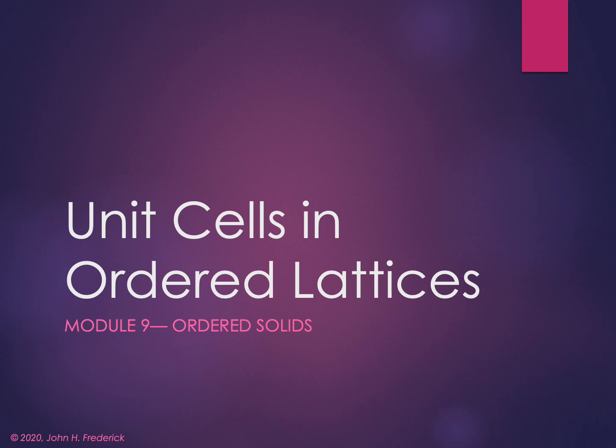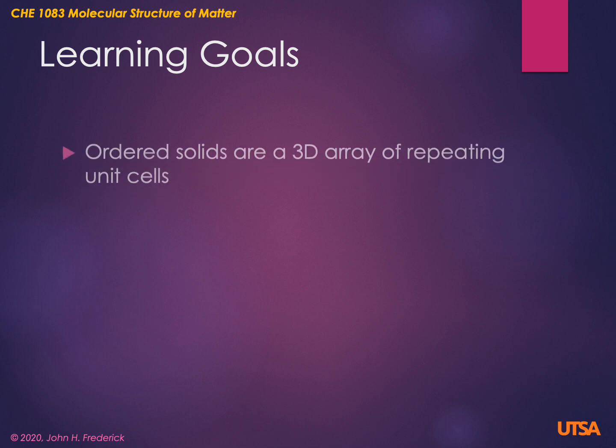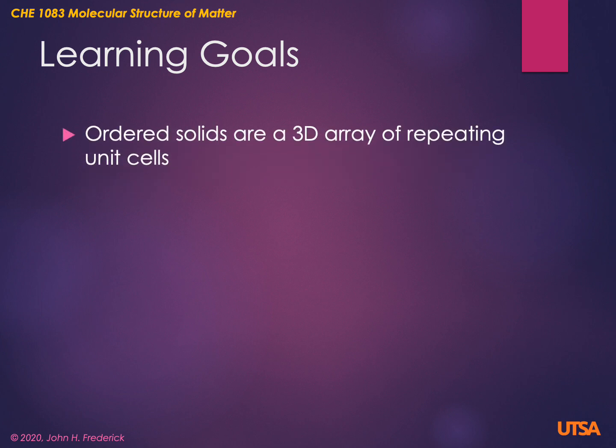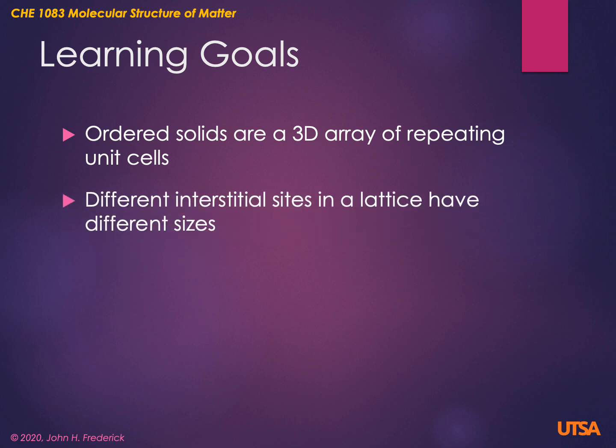In this video, we'll talk about how ordered lattices can be further divided into unit cells, which are basically repeating units that contain some characterization of the ordered lattice. Our learning goals in this case will be showing how ordered solids can be depicted as a 3D array of repeated unit cells, and showing how the different interstitial sites in a lattice can have different sizes and how we can specify what those sizes are.